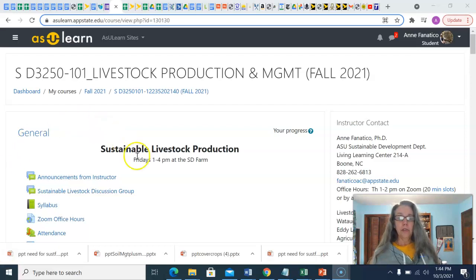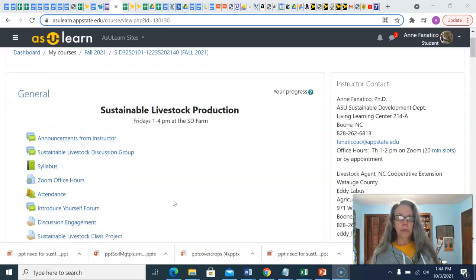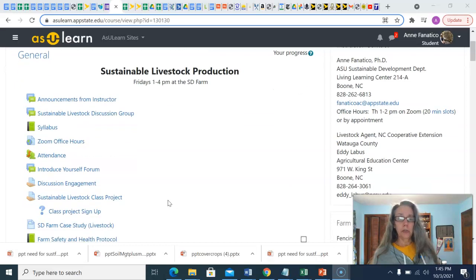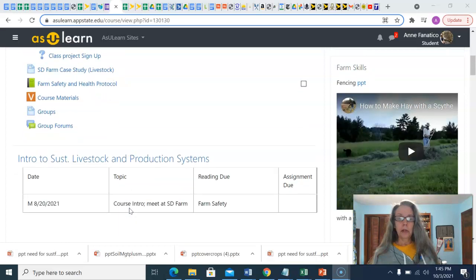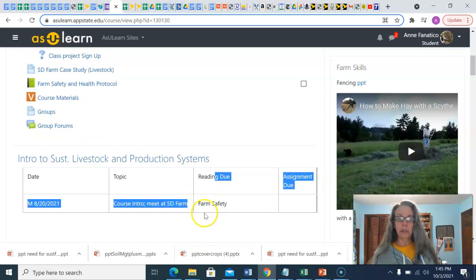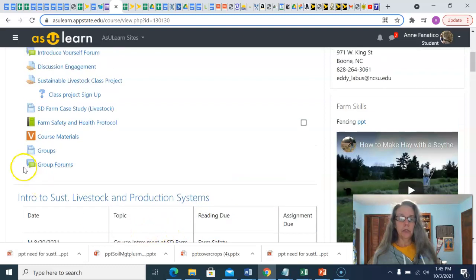This is a study guide for the livestock midterm exam. You can prepare for the exam by using our ASU Learn study site and also materials that we've covered. The first topic that we covered at the beginning of the semester was farm safety due to the importance.